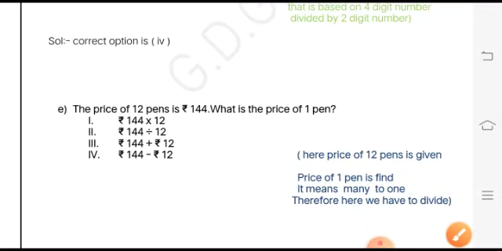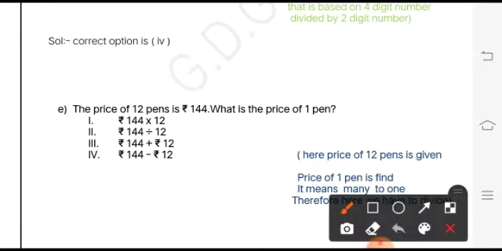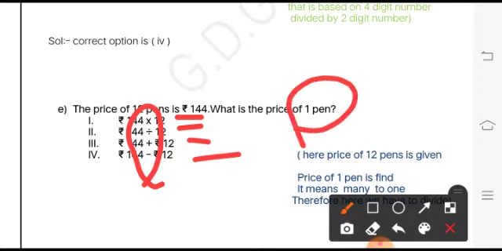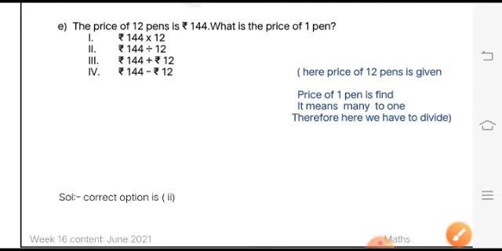And the last part is, if the price of 12 pens is rupees 144, we need to calculate the price of 1 pen. Here we have been given four basic mathematical operations: multiplication, division, addition, and subtraction. And we have to say which of these operations will help us find out the price of 1 pen. Of course, in such situations, we have to find from many to one, and here division will help us out. So option second is correct.